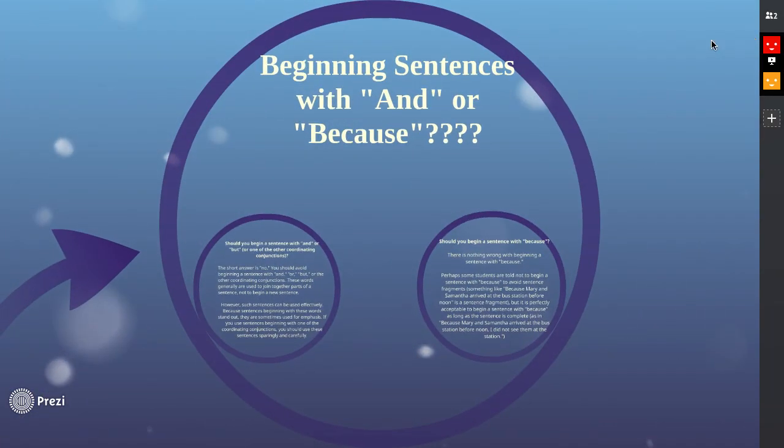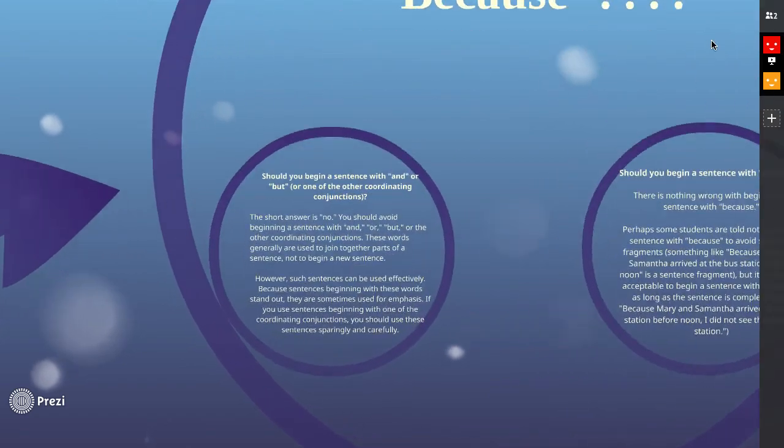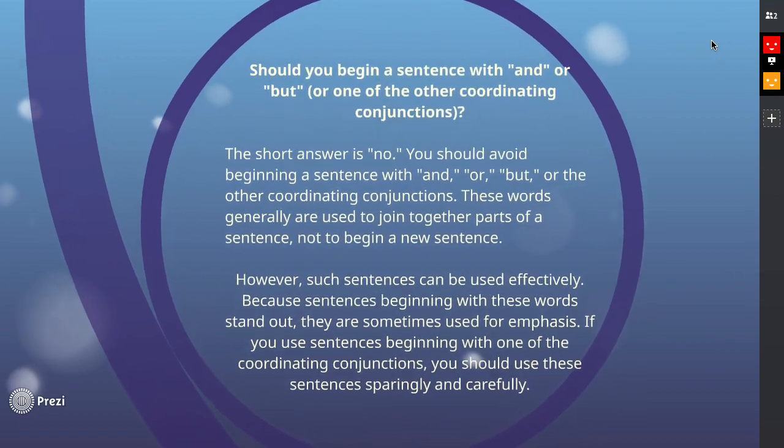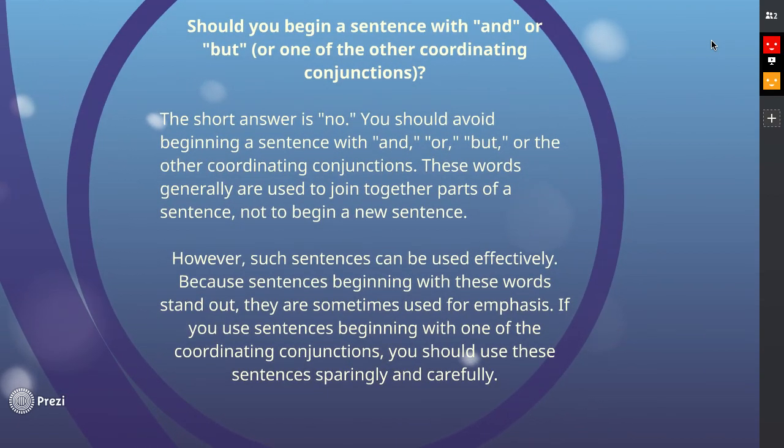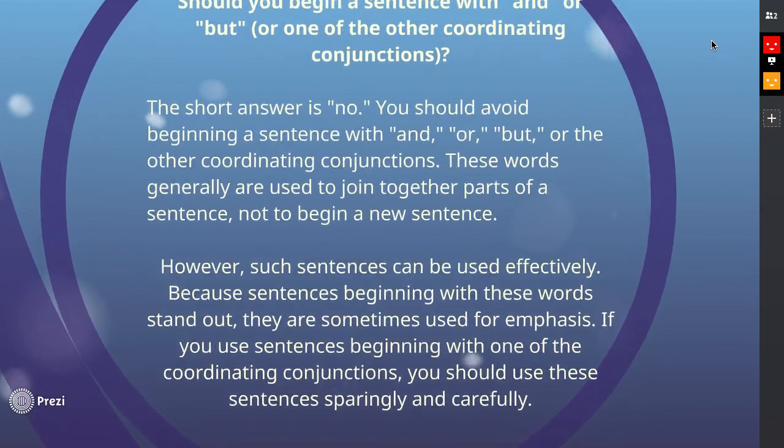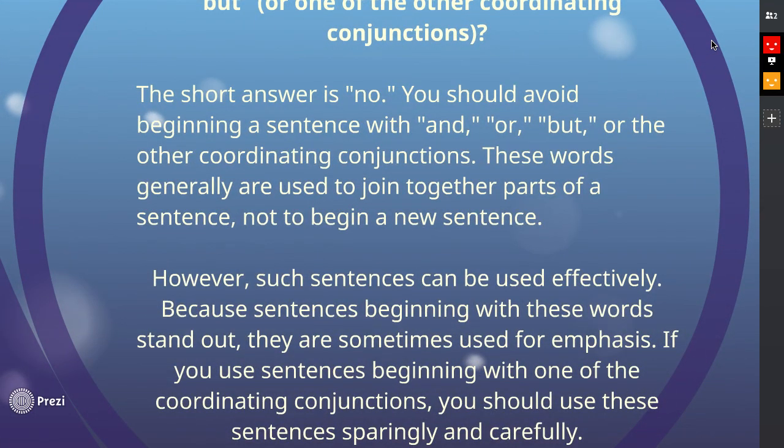And it was mentioning this stuff here, beginning a sentence with and or because, what kind of ends up being the rules for it? Should you begin a sentence with and or but? Simple answer, short answer would be no. Stay away from using the regular coordinating conjunctions and, or, so, but to start off sentences. That's not really going to be the appropriate language, word choice to use. Plus, it's also probably going to get rather repetitive over and over again.